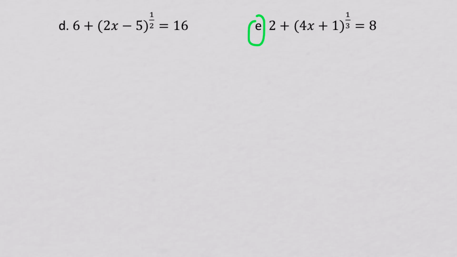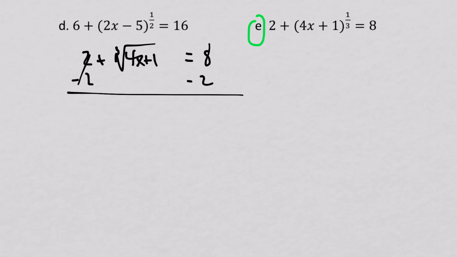Alright, the next one I'm going to do is E on that same problem. 2 plus 4x plus 1 to the power of 1/3 equals 8. What I'm going to do is I'm going to write this as a radical. So it looks like this. 2 plus the cube root of 4x plus 1 equals 8. Now what I'm going to do is kick out that 2. So I'm going to subtract 2 from both sides. The cube root of 4x plus 1 equals 6.